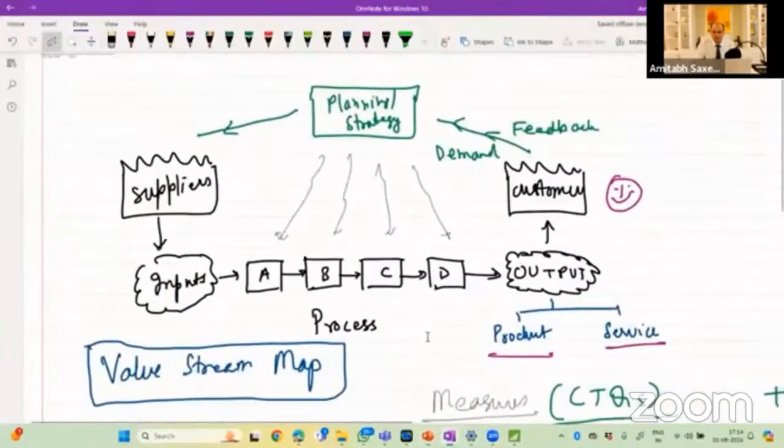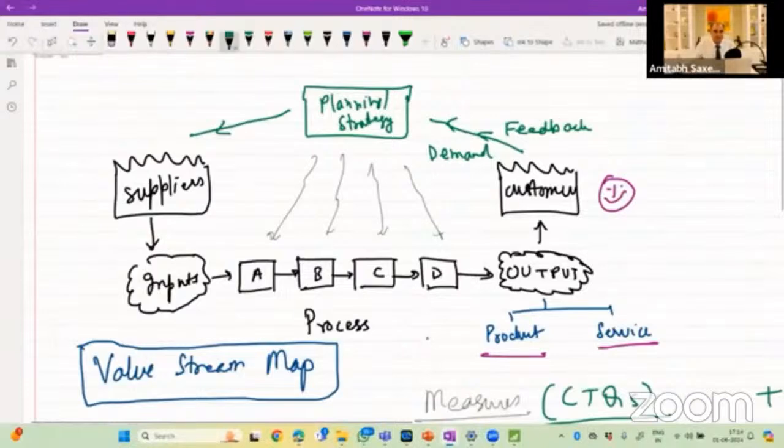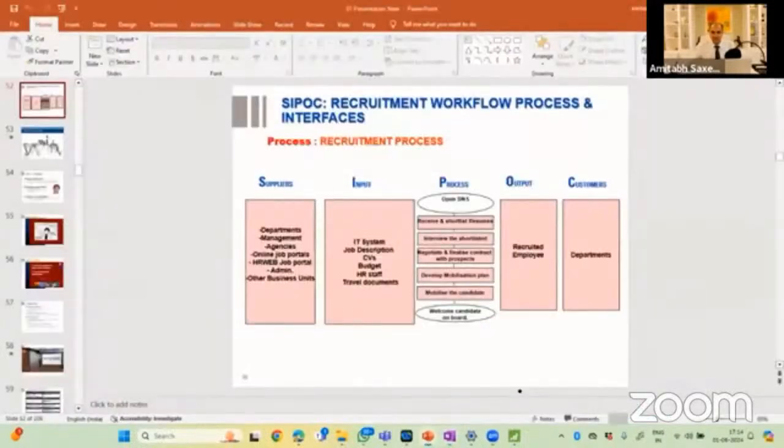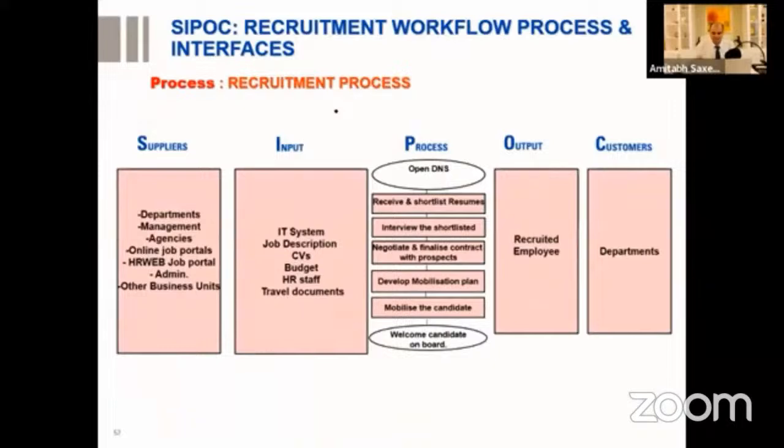So if I pull out S for suppliers, I for inputs, P for process, O for outputs, and C for customers, I get what I call SIPOC. So when I'm doing a project, first I do a SIPOC: supplier, input, process, output, and customer. When you are doing a SIPOC, it's better to start with customers. So identify the customers, say the departments are the customers, output is the recruited employee.